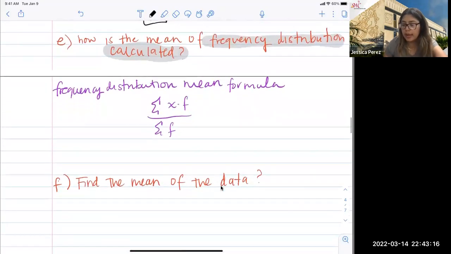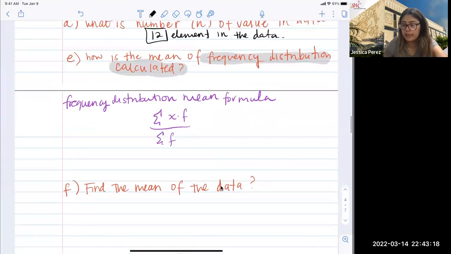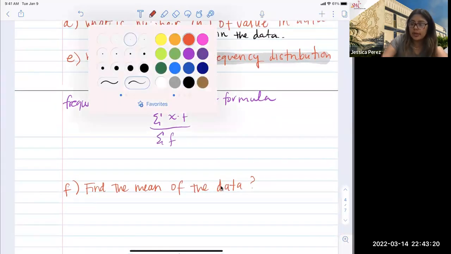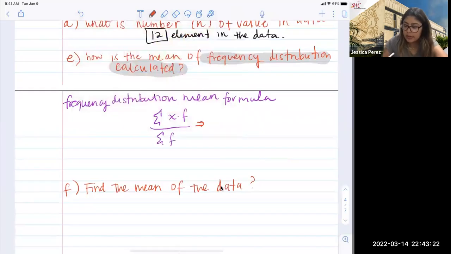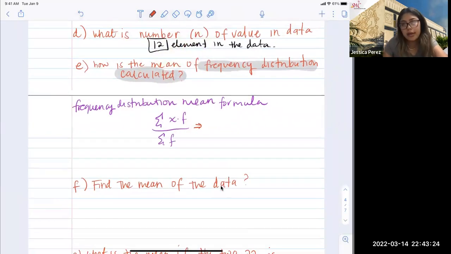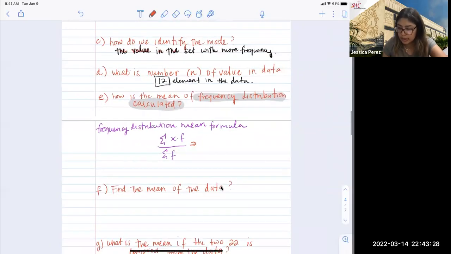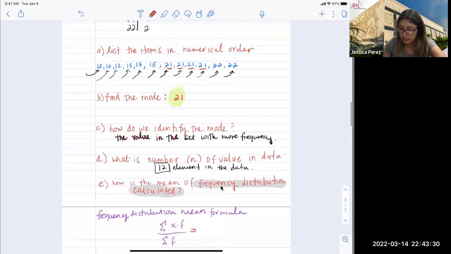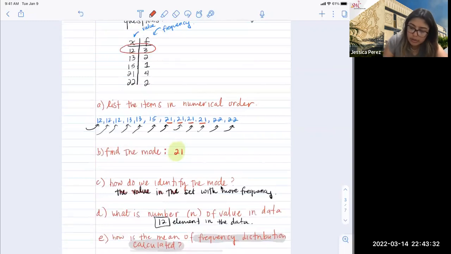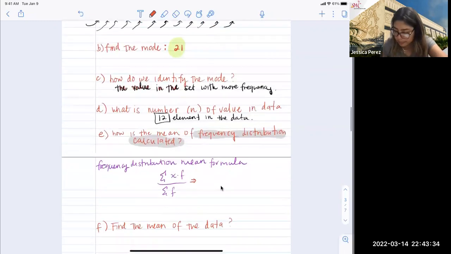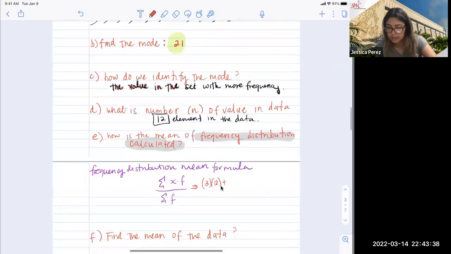Now, how is the mean of the frequency value calculated? Well, we know how to do that. Well, it's the sum of the value times the frequency. So we're going to have right here 3 times 12 plus, let me bring that up.